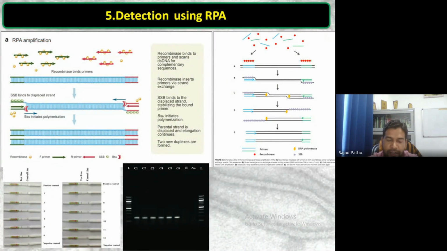Then similarly, we now have recombinase polymerase amplification, and we are using it on small strips, just like we were using the RAT, the rapid antigen test. But in RAT we were using a protein-based nature, whereas here we are using a molecular approach, that is the DNA or the RNA. We put the sample DNA or RNA here. We have 2 lines, a test line and a control line. On the test line, if the sample is positive, we should get the color. And the control line should always be positive.